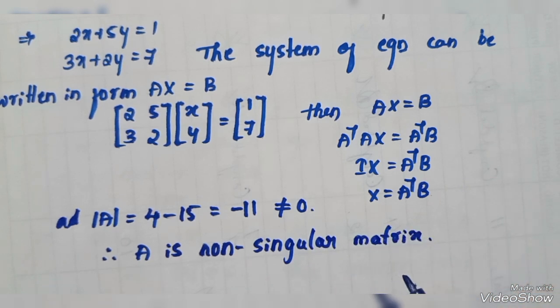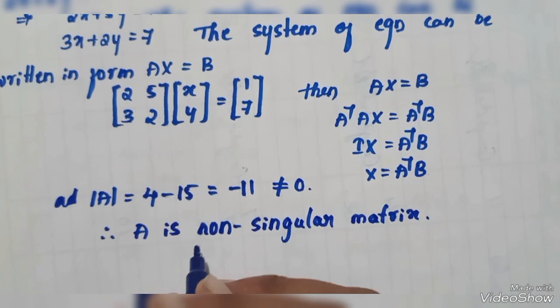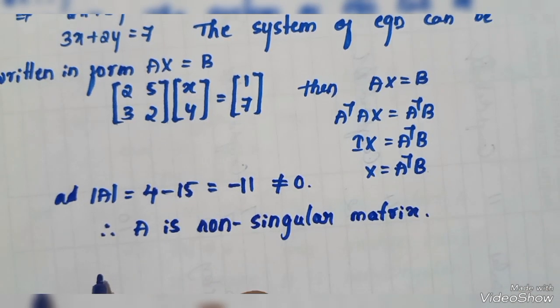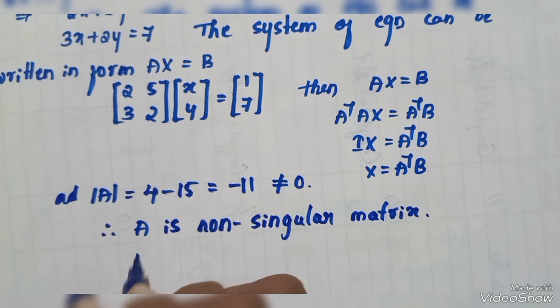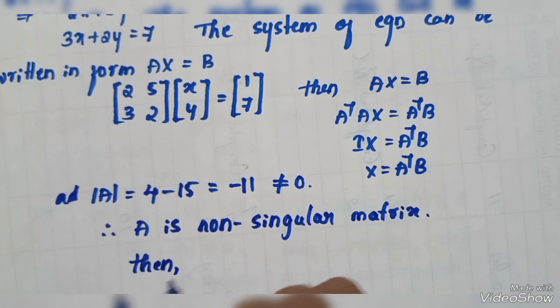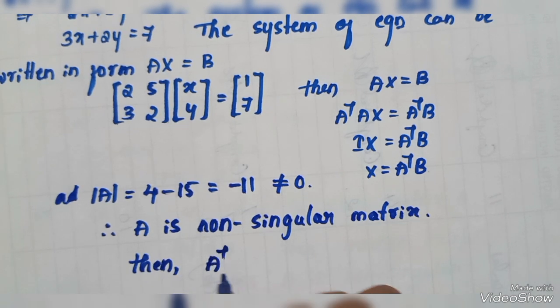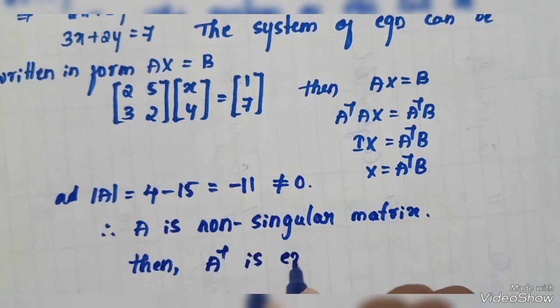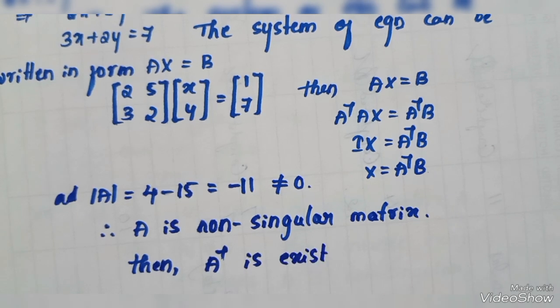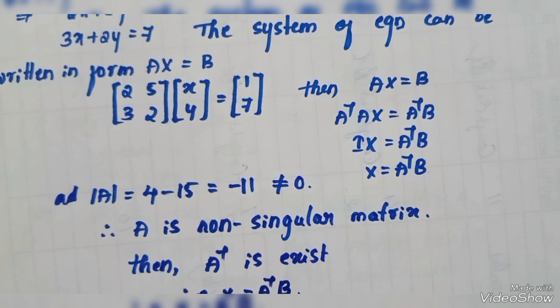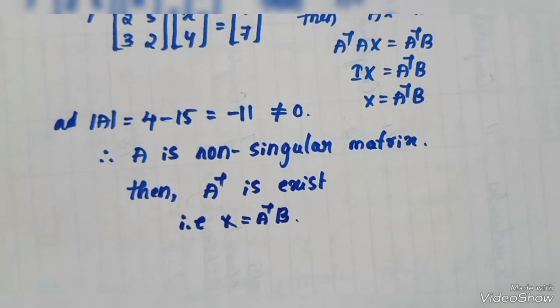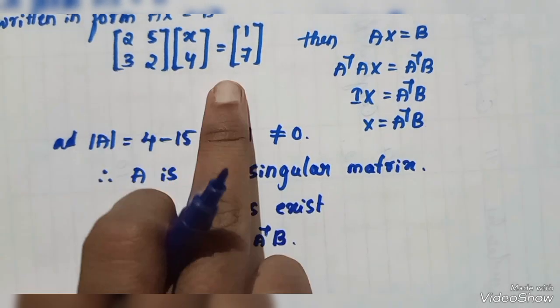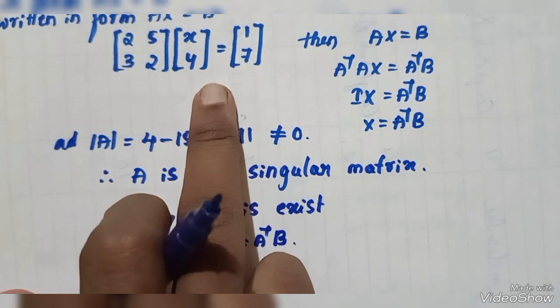Okay, A is a non-singular matrix. Then A inverse exists. That is, x equals A inverse into B. Up to this much I have to write. This is the first step: I have to write it in matrix form.